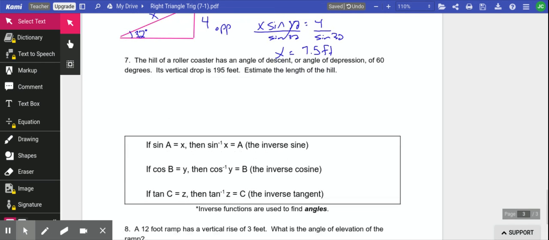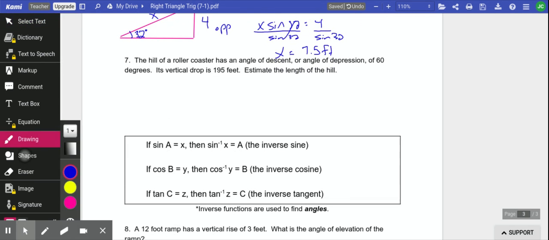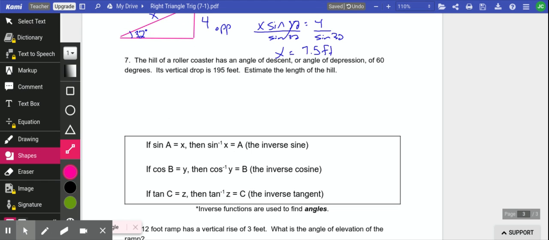All right, the hill of a roller coaster has an angle of descent or angle of depression of 60 degrees, and its vertical drop is 195 feet. Estimate the length of the hill. Okay, so we are starting at the top of the roller coaster and going down. Now, clearly roller coasters don't go straight down, but since we're talking about triangles, that's about the best we can do. Okay, so we know that it has a vertical drop of 195 feet.